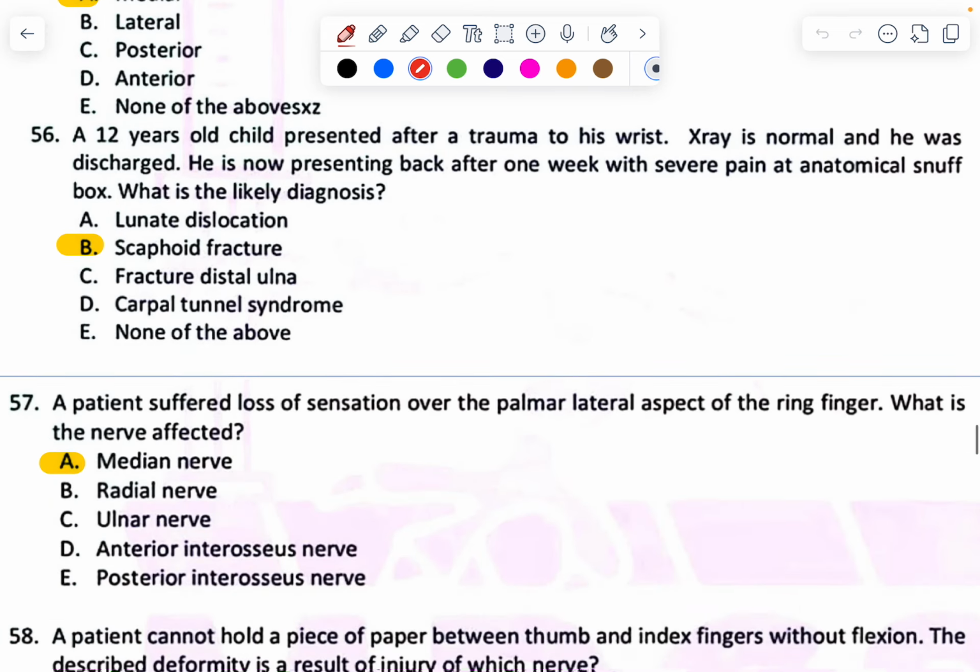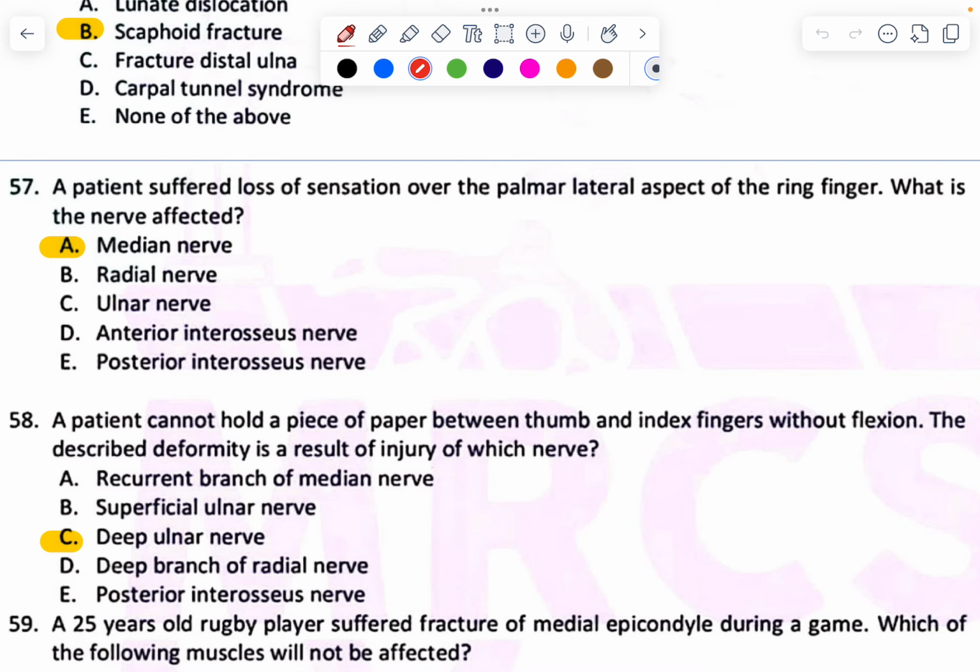Patient cannot hold a piece of paper with a thumb and index finger, with deformity, result of injury. Which nerve? This is again ulnar nerve, deep ulnar.